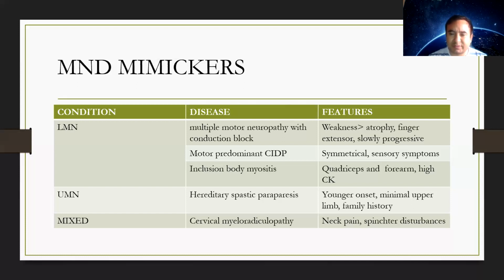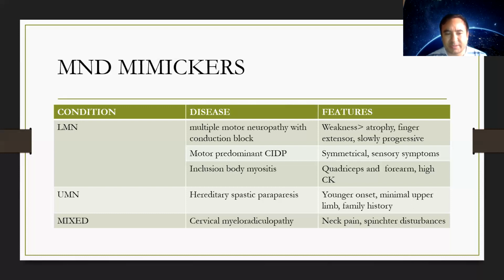Similarly, in an elderly male, there can be a condition called inclusion body myositis, where there can be atrophy and weakness, and that weakness usually occurs in the quadriceps and the forearm. The classical lab finding that differentiates inclusion body myositis from the MND is a high level of CK, usually more than 1000 international units per ml. So these are the mimickers of the MND.